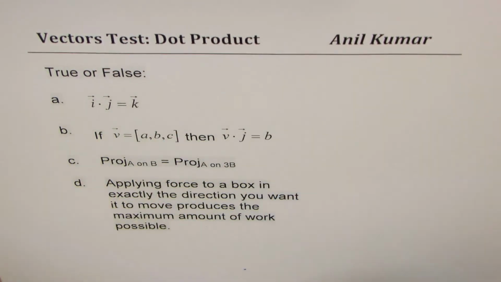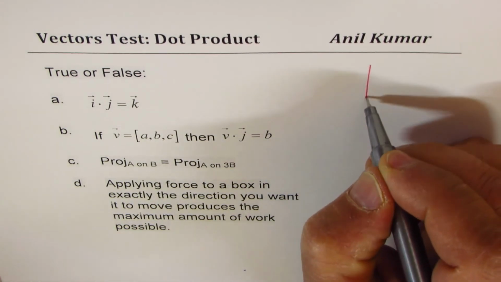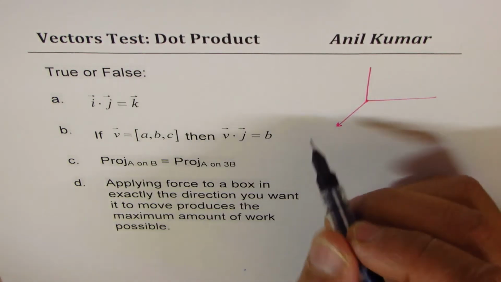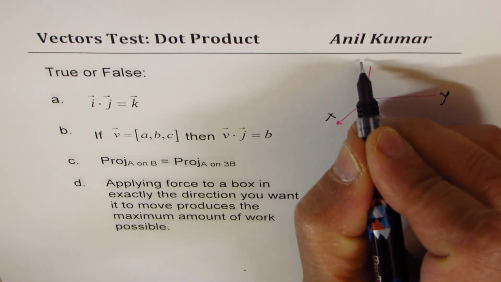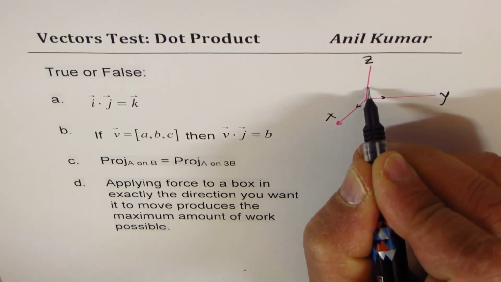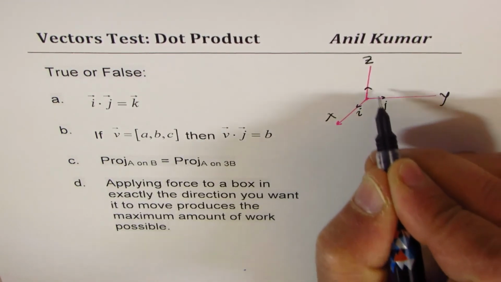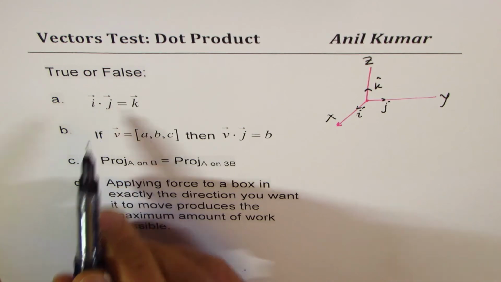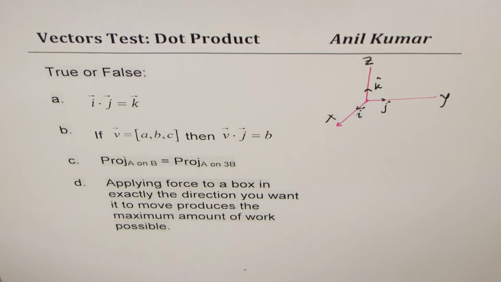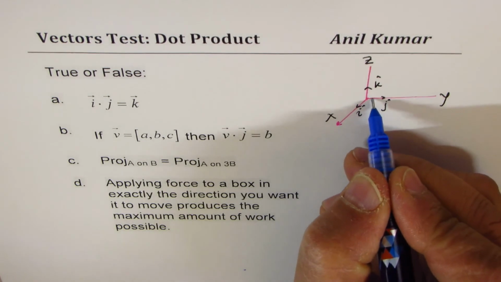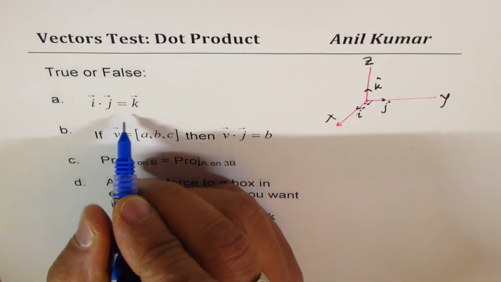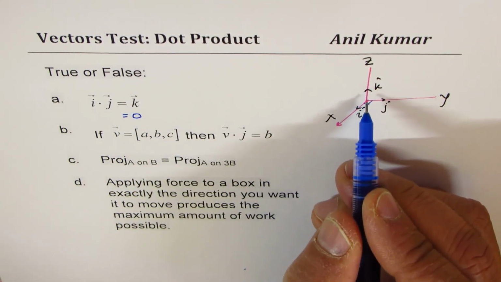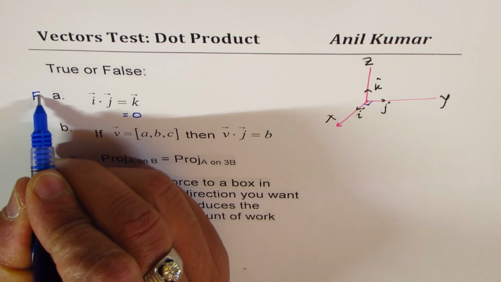What do you think? When we say i, j, k, these are unit vectors along the x, y, and z axes, right? So let's understand. This is x, this is y, this is z, and these are the unit vectors i, j, k. Normally we write them with this kind of a symbol. So i dot j is what? Since i and j are at right angles, the dot product should be equal to 0, right? So in fact this is equal to 0, not k, not the unit vector along z. So this statement is false, correct?